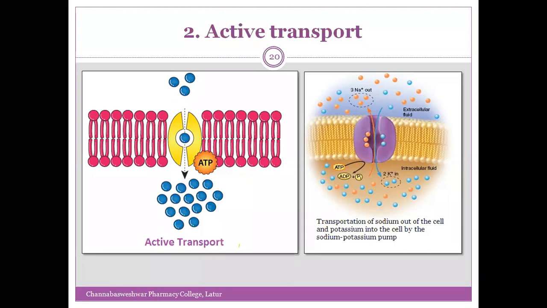The second image, as I have told, is the example of the sodium potassium pump. In that, sodium is effluxed out of the cell and potassium is influxed inside the cell, means sodium goes out of the cell and potassium comes inside the cell, and that transportation requires energy, consumed in the form of ATP, which is converted to ADP, that is adenosine triphosphate to adenosine diphosphate. Okay, so look at the right side image: transportation of sodium out of the cell and potassium inside the cell by the sodium potassium pump. So this is about active transport.